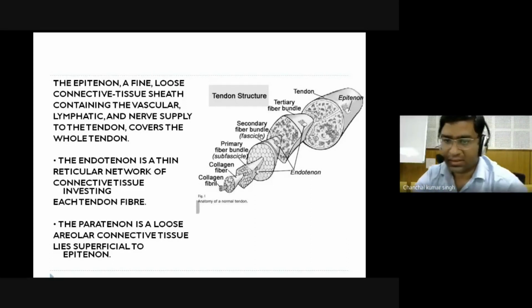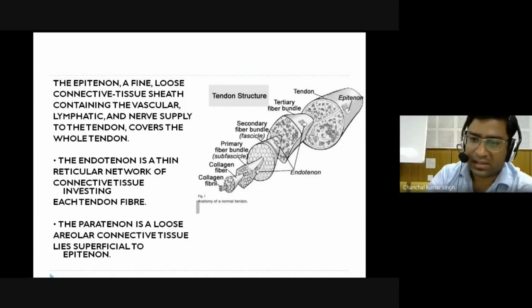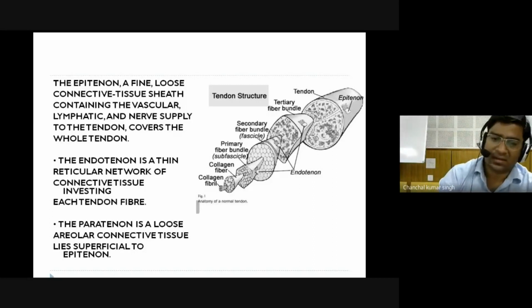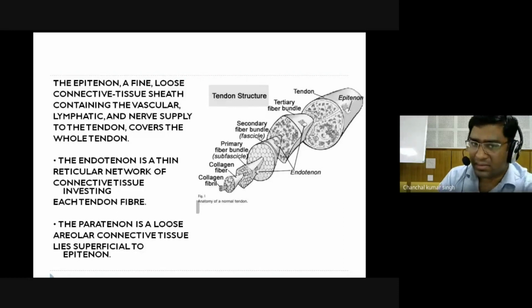Then you have the fascicle. A fascicle can sometimes be appreciated in bigger tendons such as the quadriceps and tendo Achilles. You can see a fascicle with the naked eye, which is covered by endotenon. Then you have peritenon for a tertiary fiber bundle, and the whole tendon is covered by epitenon. Epitenon is the strongest connective tissue structure, which provides strength and rigidity to the whole tendon. Also, it carries the lymphatics, vascular supply, and nerve supply to the whole tendon. The endotenon is a thick reticular network of connective tissue, basically separating each fiber, and paratenon is a loose areolar connective tissue, which facilitates gliding of the tendon.